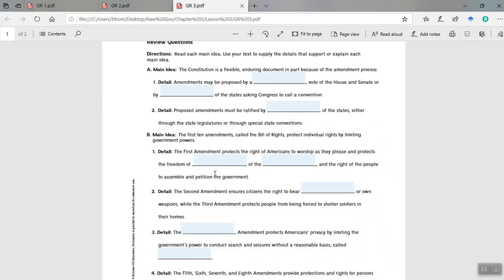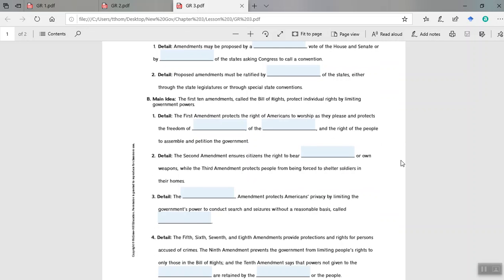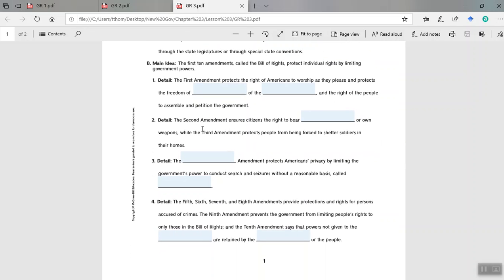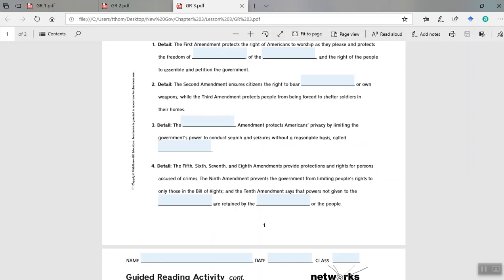Here's the next detail. The first 10 amendments are the Bill of Rights. The First Amendment protects the right of Americans to worship as they please and protects the freedom of speech, of the press, and the right of the people to assemble and petition the government. The Second Amendment ensures citizens the right to bear arms, while the Third Amendment protects people from being forced to shelter soldiers in their homes. The Fourth Amendment protects Americans' privacy by limiting the government's power to conduct searches and seizures without reasonable cause, called probable cause.